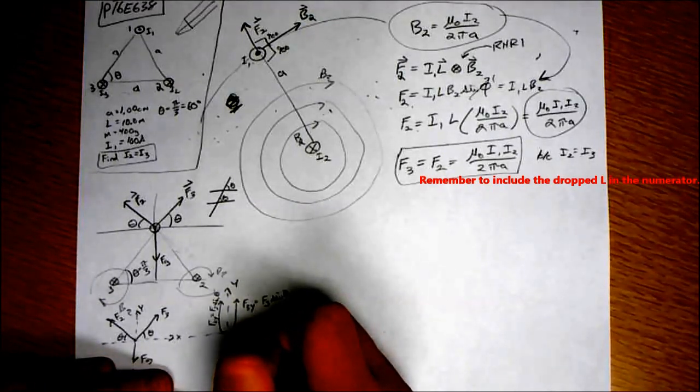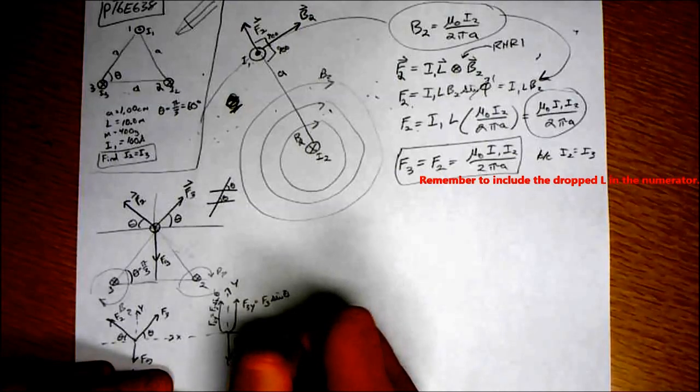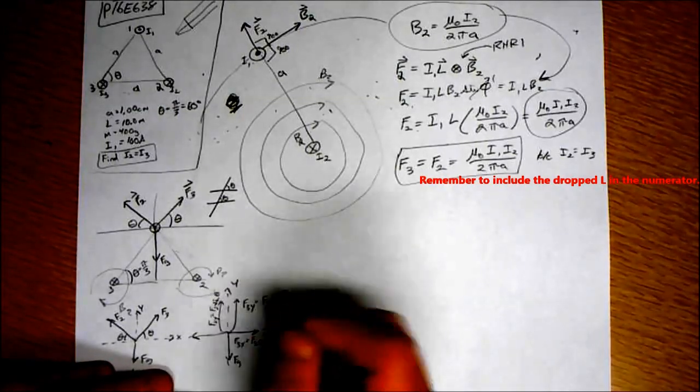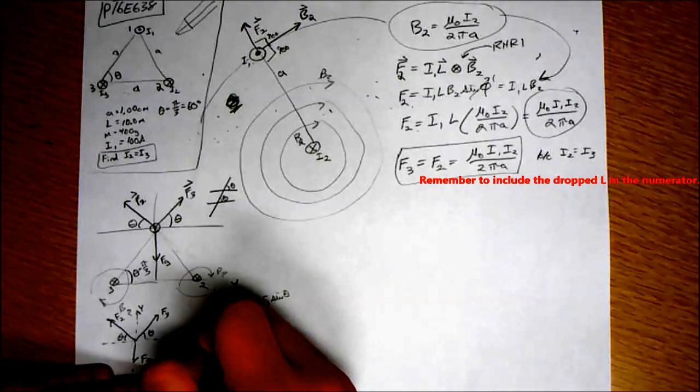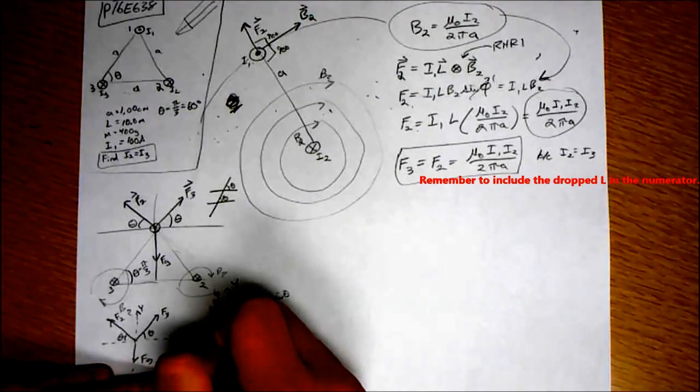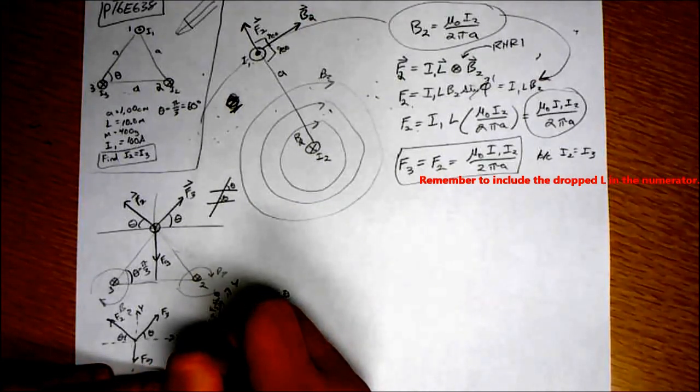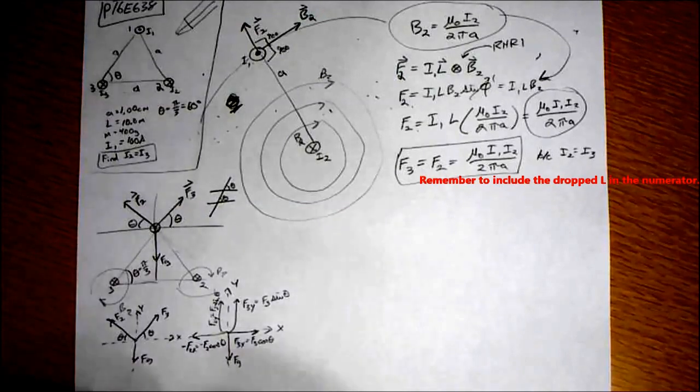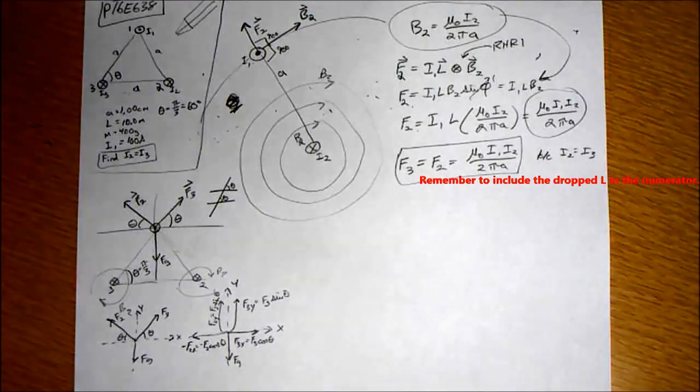F3x equals F3 cosine of theta, and I'll put negative F2x equals negative F2 cosine of theta. I put the negative in there because it's in the negative direction.